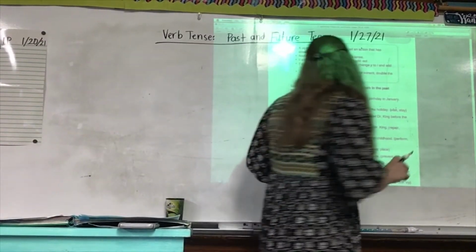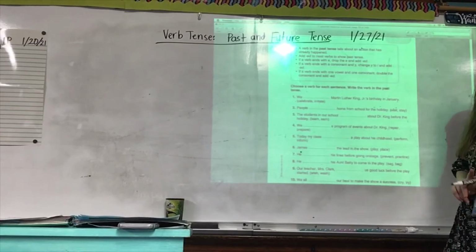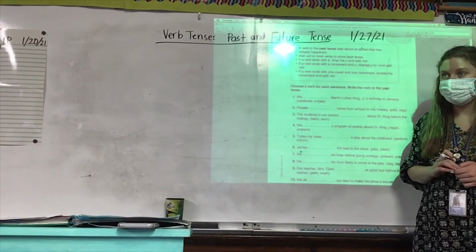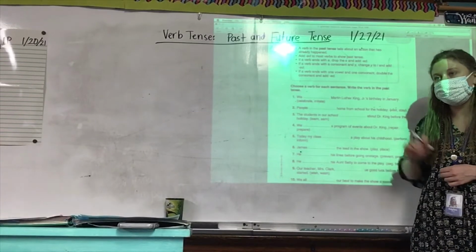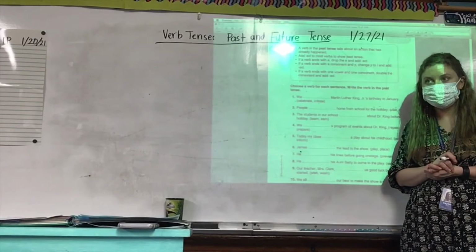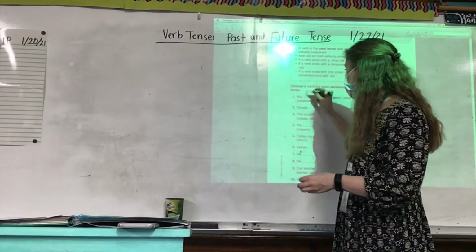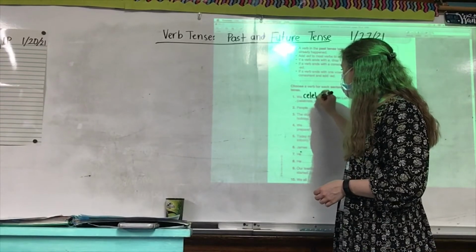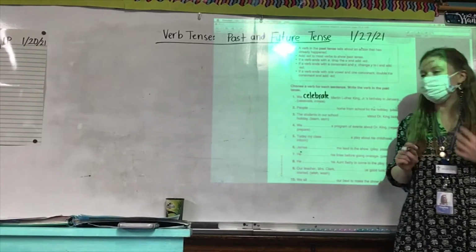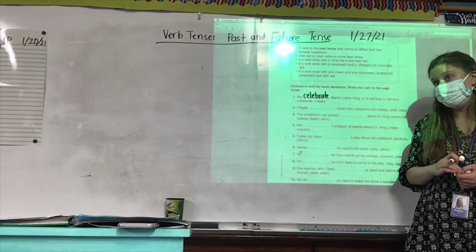Victoria, number 1. We blank Martin Luther King Jr.'s birthday in January. Which verb fits better, celebrate or irritate? Celebrate, but now we have to make it past tense. Because this already happened. So the base verb, the correct base verb is celebrate. But is that past tense right now? No, so what do we have to do to make it past tense?